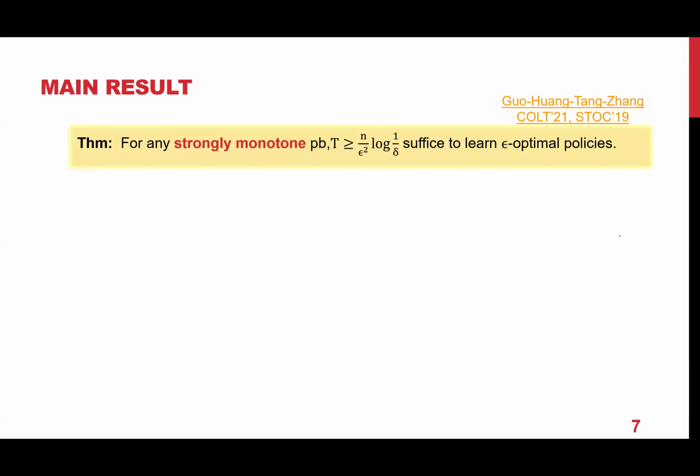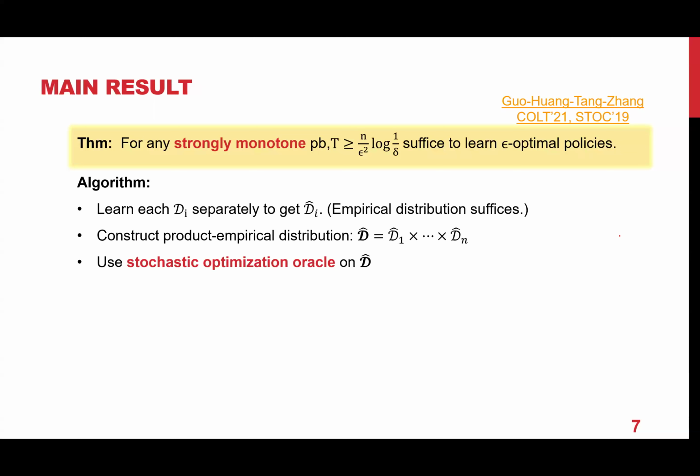Okay. So the main result I want to talk about is due to Guo, Huang, Tang, and Zhang from COLT and STOC. It basically says that for any strongly monotone problem, roughly n over epsilon squared samples suffice to learn an epsilon-optimal policy. Is the statement clear? Their algorithm is also pretty much the same as we saw before.